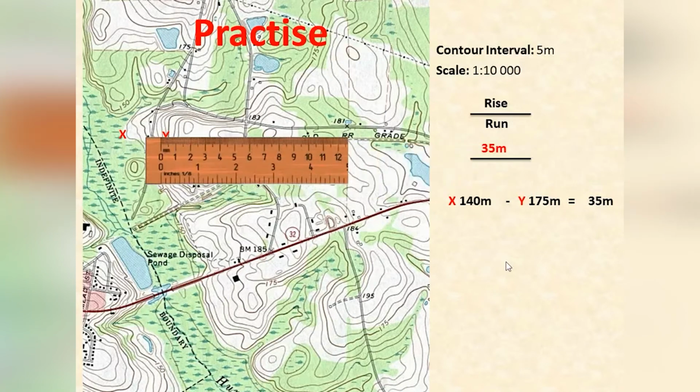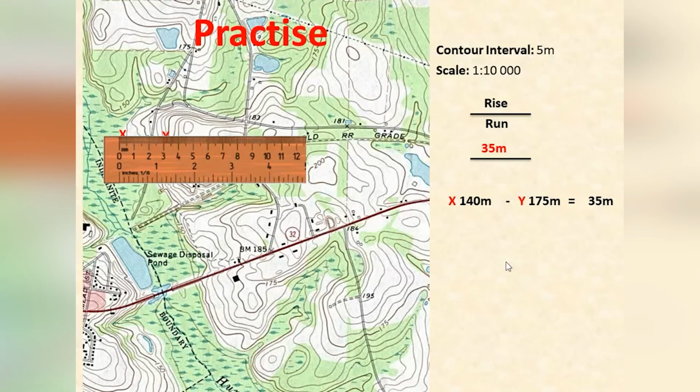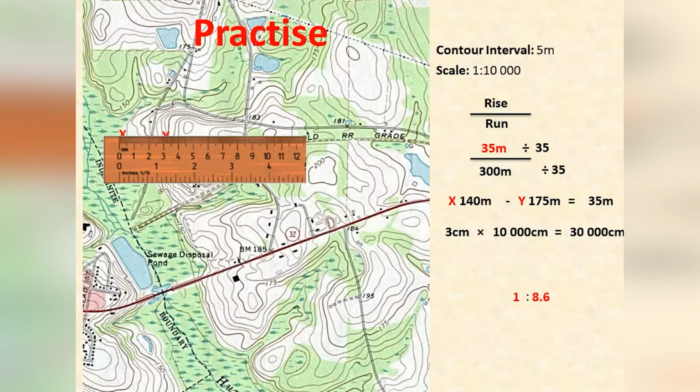Let's measure across, bring that ruler in. That is 3 centimeters, give or take. So we times 3 centimeters by the 10,000 centimeters, and that gives us 30,000 centimeters. Obviously, they're in the wrong units, meters and centimeters, so we have to scrub 2 zeros off there, and that converts it into 300 meters. We divide by the numerator, which gives us 1 to 8.6. There we have the gradient between X and Y.